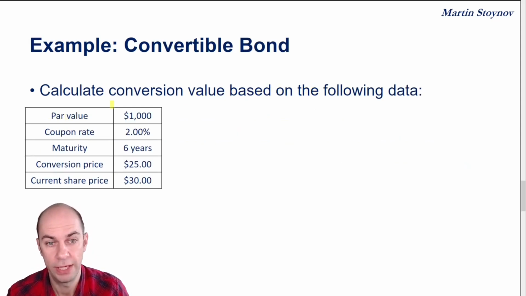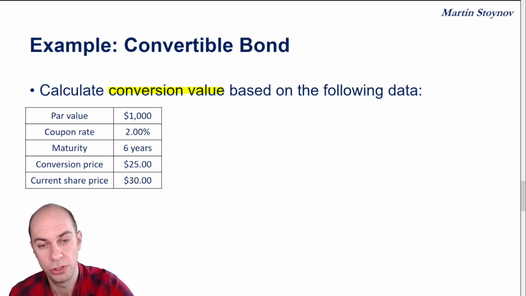Okay, let's calculate the conversion value of a bond based on the following data. So I've got a par value of $1,000, coupon rate of 2%, maturity of the bond is 6 years, conversion price is $25, and current share price is $30.